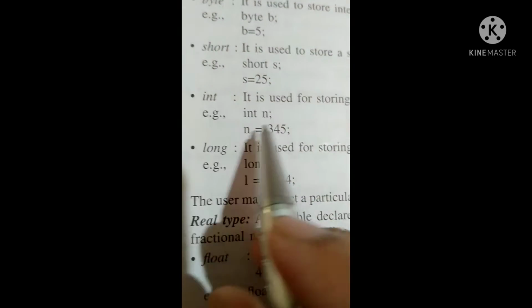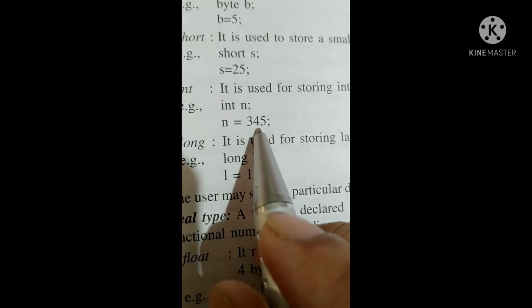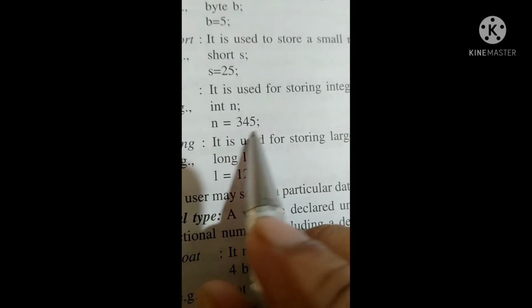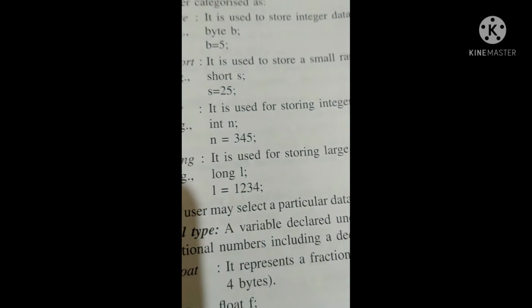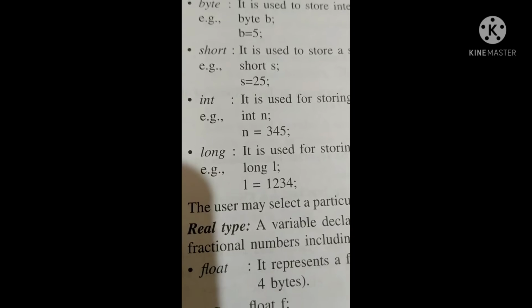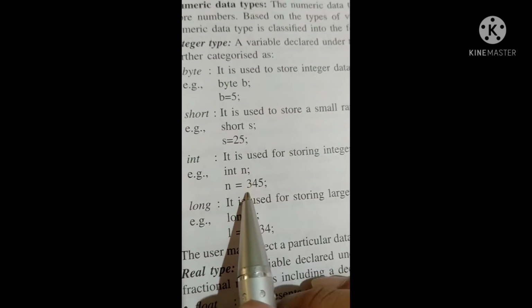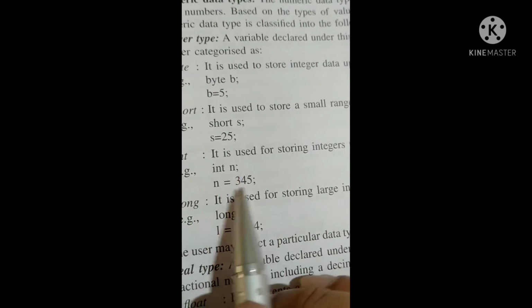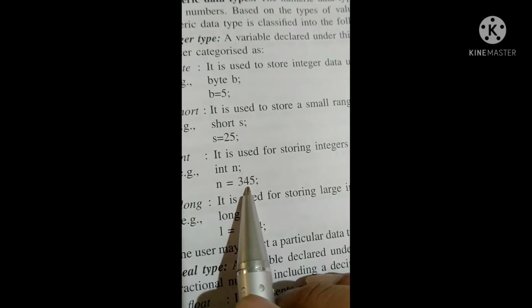Int, we take n equal to 345. So this is not short or long, this is the medium data type. It stores 32 bits, that is 4 bytes. It will allow data to be taken in the memory. So 345 comes under the 32 bits data storage.